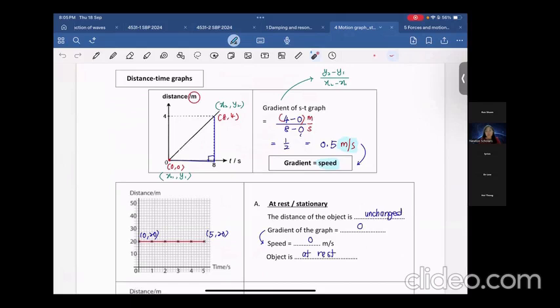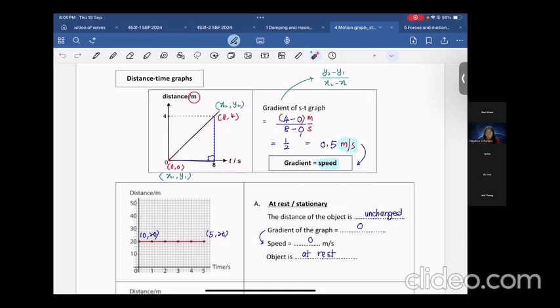In our year 10, we will learn two motion graphs. One is called the distance time graph. Another one that we will learn today is called the speed time graph. For the distance time graph, we must be able to interpret some information from the graph.